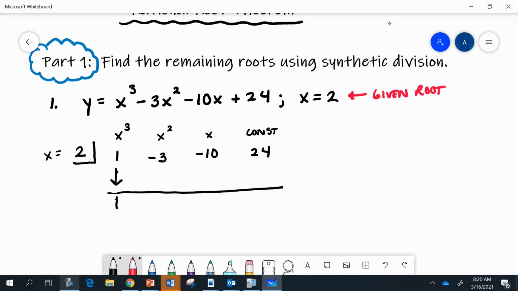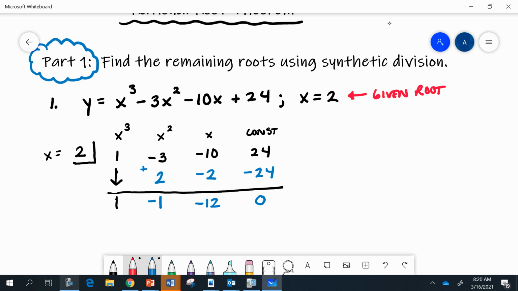Now I'm going to switch over colors to blue. Now let's start doing the math. We take this number 1 and times it by the number in the box, and we get 2. And then you always add down. And -3 plus 2 is -1. And we just repeat this over and over and over. Take -1 times 2, and then we add down and get -12. -12 times 2 is -24, and you add down and get 0.